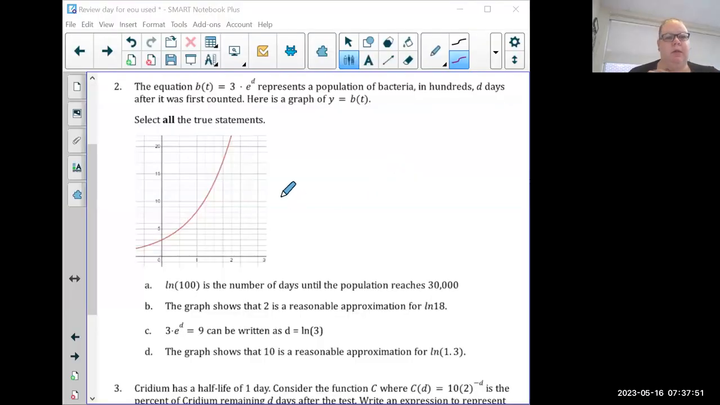Okay, so question 2 says the equation B of T equals 3 times E to the D represents the population of bacteria in hundreds D days after it was first counted. Here's the graph. And we need to select all the true statements. So the first thing we need to do is just understand what the graph is talking about.